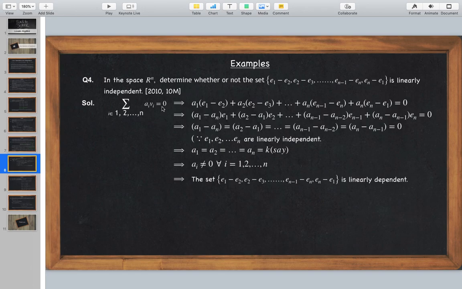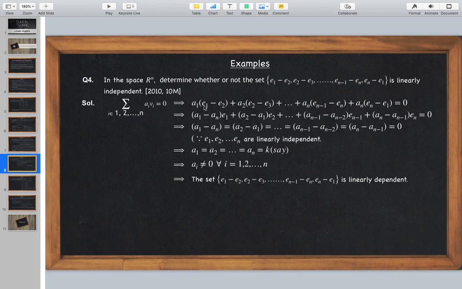Now this is a very easy and straightforward question. We have to determine whether or not the set E1 minus E2, E2 minus E3, ..., En minus E1 is linearly independent. Okay, so we form the summation ai vi equals 0. What does this imply? A1 times (E1 minus E2) plus A2 times (E2 minus E3), like this, ..., An times (En minus E1) equals 0.